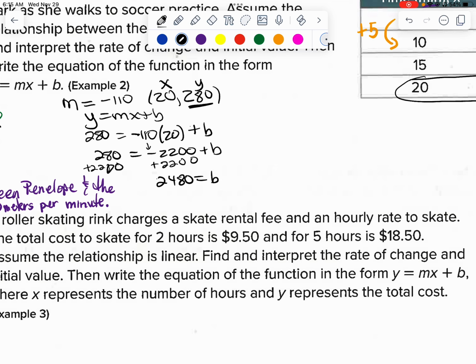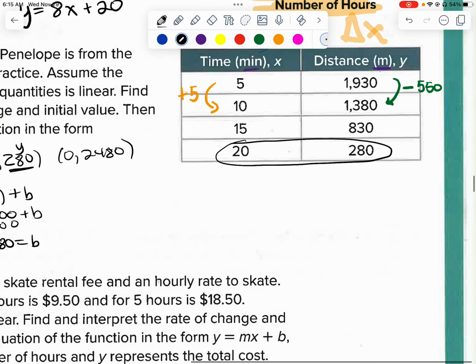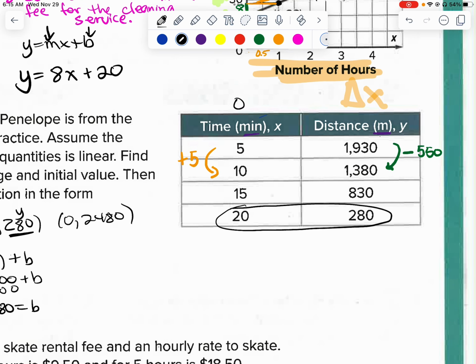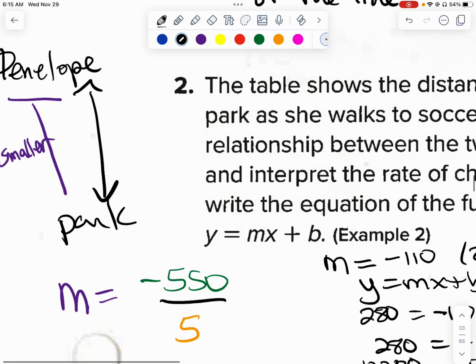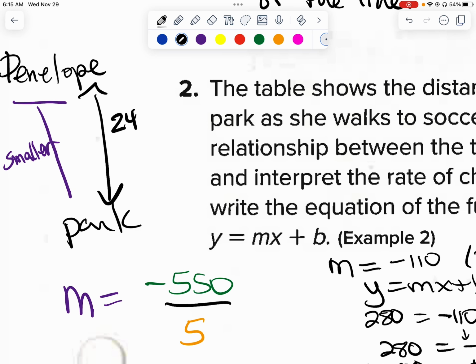Now, what does b stand for? B is the point (0, 2480). That's when the x value is 0 and the distance is 2480. So 2480 is talking about the distance. It's talking about the starting distance. It's the distance between Penelope and the park. That's where we're starting at.